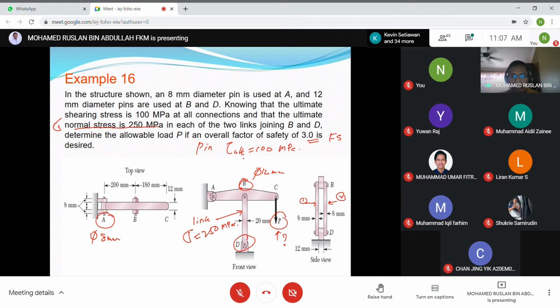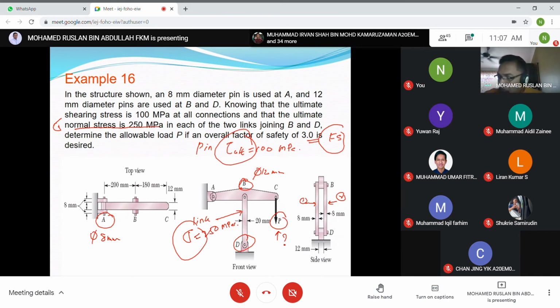Pin is the first one, link the second, and this is the third one. So we have to consider all these three requirements to fulfill for the system, and then find the maximum P that can be applied at point C. Normally this question is for the final exam, so you should analyze.